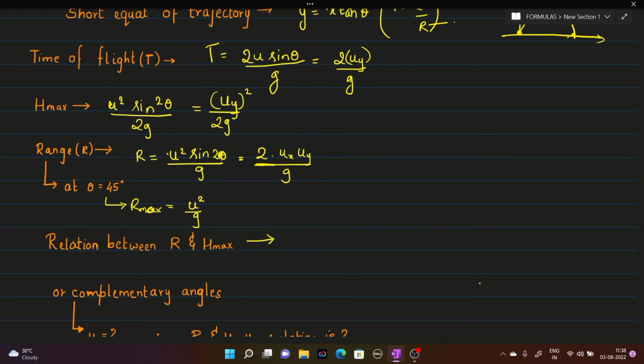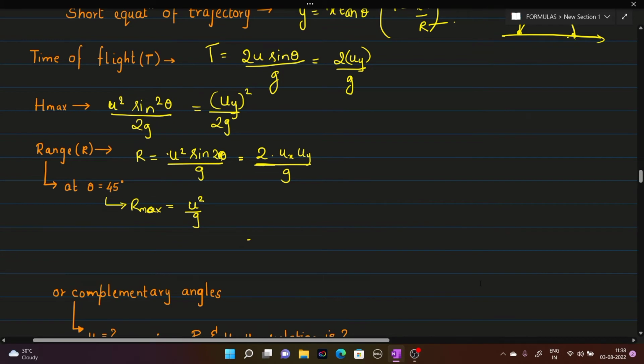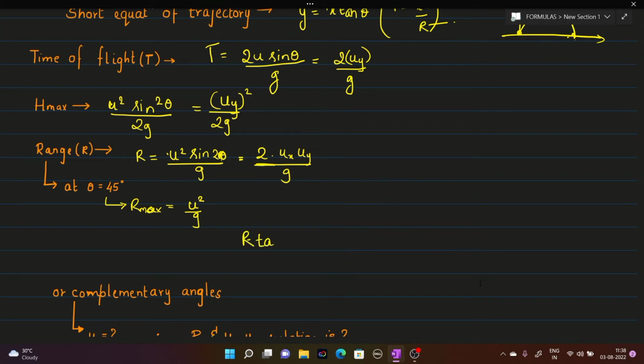Relation between r and h maximum. Relation between r and h maximum is nothing but r tan theta will be 4 into h max. This is the relation between r and h maximum.